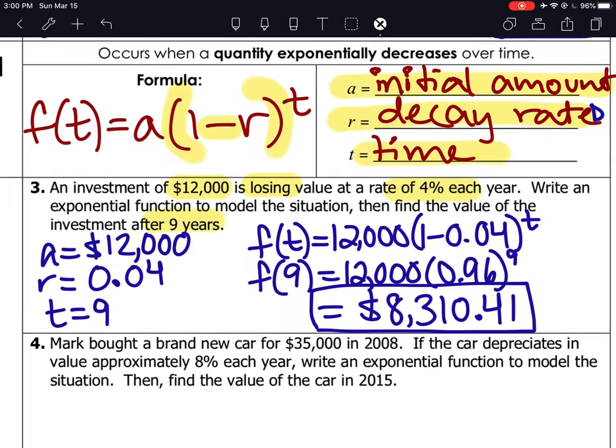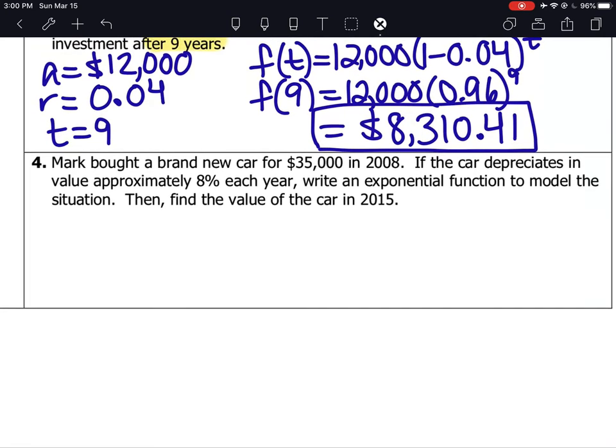Okay, and then the last example for this page. This last example uses a pretty good word. So Mark, you bought a brand new car for $35,000 in 2008. If the car depreciates, like the prefix D as in decrease, that means this is definitely exponential decay. Depreciates means decrease, which means decay. And it depreciates 8% each year. And they want the value of the car in 2015.